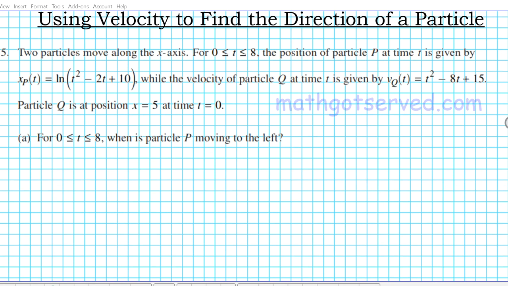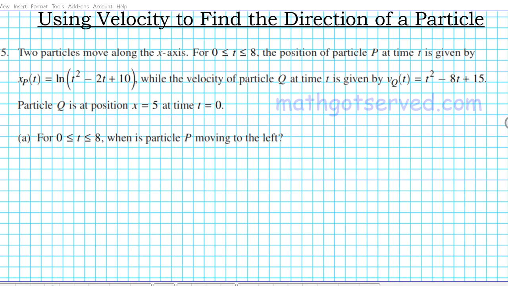All right, question 5 reads: two particles move along the x-axis. For 0 ≤ t ≤ 8, the position of particle P at time t is given by x_P(t) = ln(t² − 2t + 10), while the velocity of particle Q at time t is given by v_Q(t) = t² − 8t + 15. Particle Q is at position x = 5 at time t = 0.